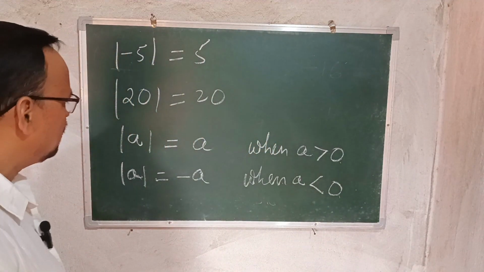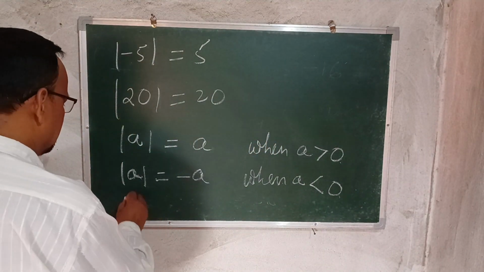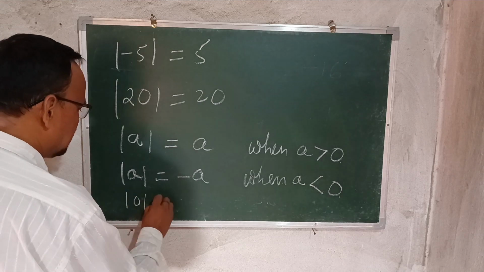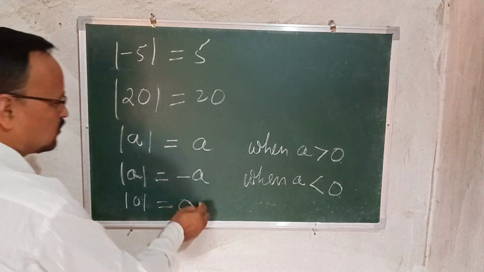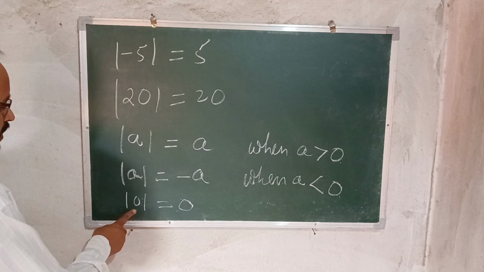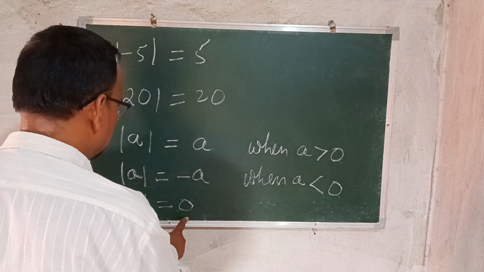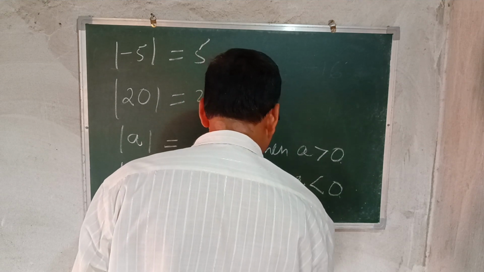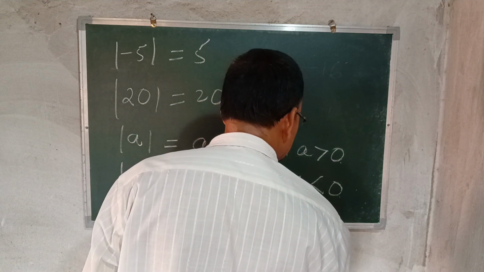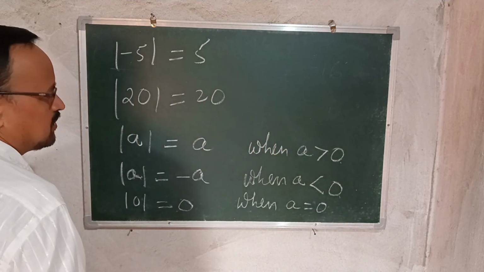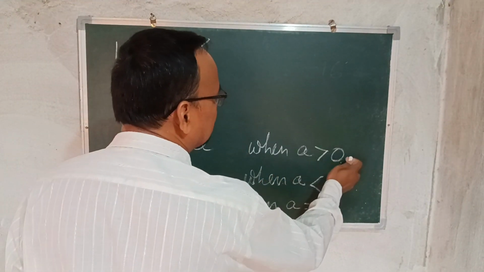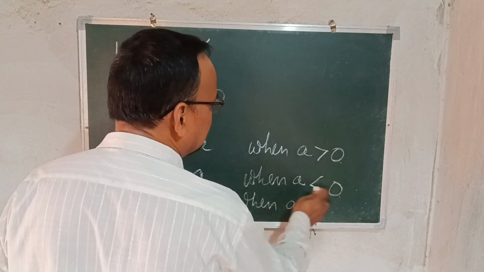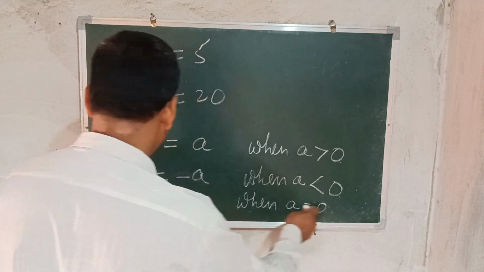And modulus of 0 is 0. So there are three rules. When a is equal to 0, then modulus of a is equal to 0. The three cases are: a is greater than 0, a is less than 0, and a is equal to 0.